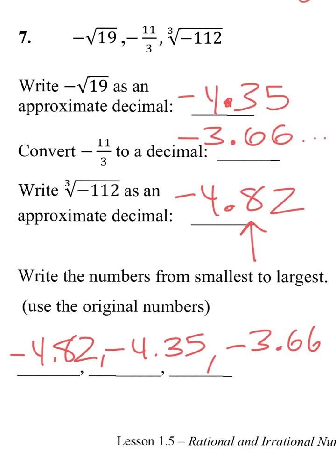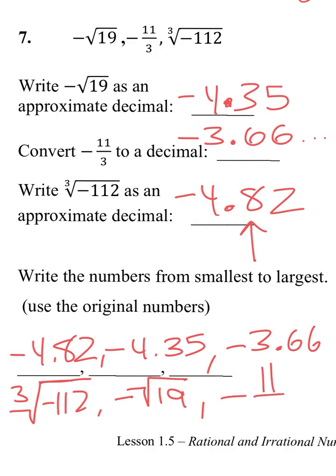Let's go ahead and rewrite these in their original form. So negative 4.82 is actually the cube root of negative 112. After that, you've got the square root, or the negative square root, okay, of 19. And the largest of all three of these numbers is negative 11 thirds. All right, let's go ahead and jump on to the next page.